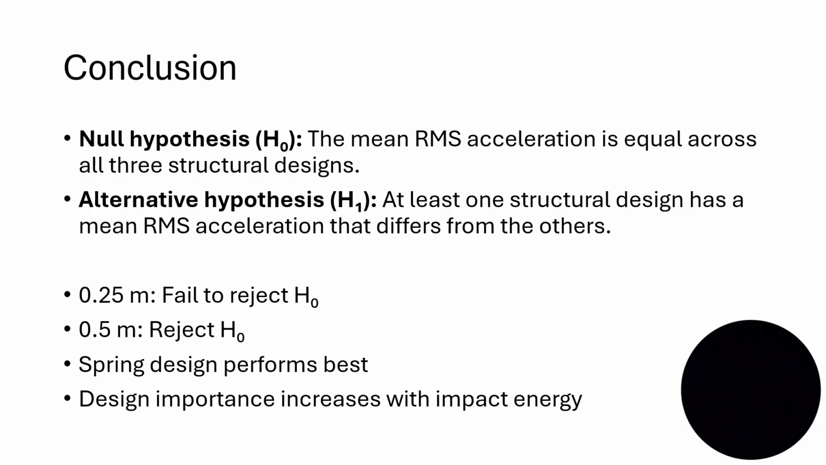So in conclusion, at 0.25 meters, we fail to reject the null hypothesis because the differences among designs are not statistically significant at low impact energy. At 0.5 meters, we reject the null hypothesis, confirming that the structural design has a statistically significant effect on RMS acceleration under high impact energy.